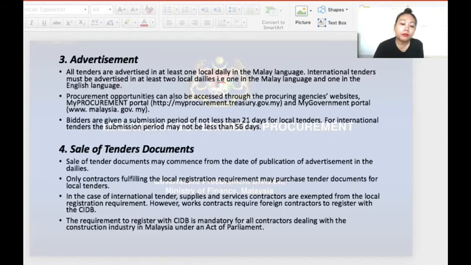So please remember, for works, it must always be registered under CIDB. The requirement to register with CIDB is mandatory for all contractors dealing with the construction industry in Malaysia under an Act of Parliament.